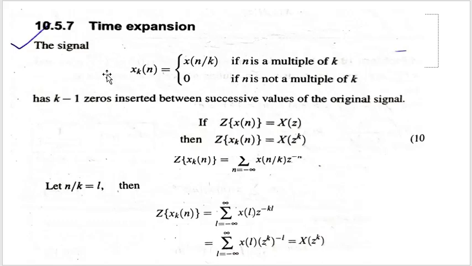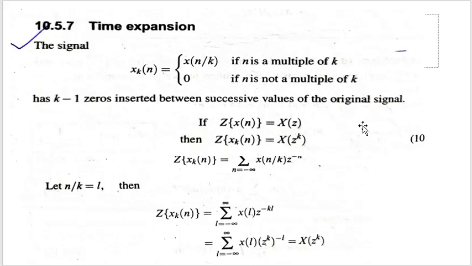So whatever the expanded signal will be, it will have k minus 1 zeros inserted between the successive values of the original signal. We will understand them when we solve some problems related to this. Otherwise, as a statement you can understand this. For the same example, if you consider n equal to 10 and k equal to 2, there will be k minus 1, that is 2 minus 1, which is 1. Only 1 zero will be there.